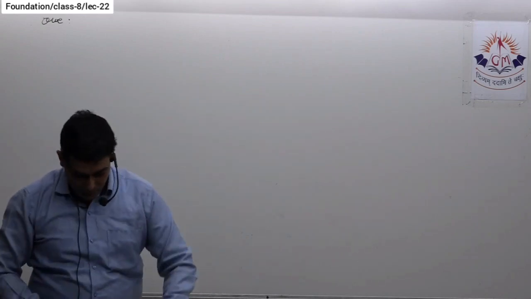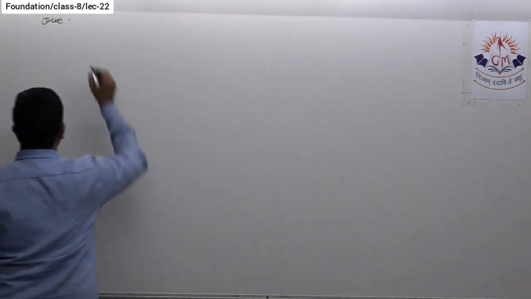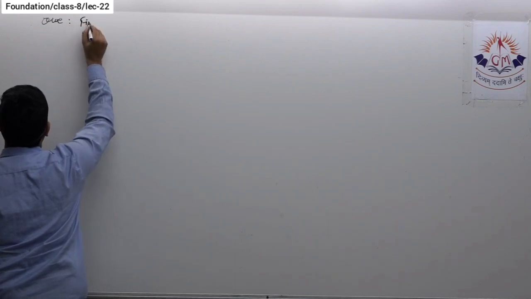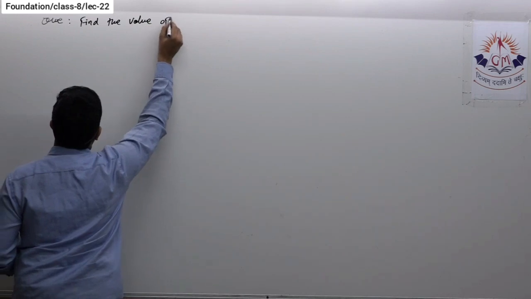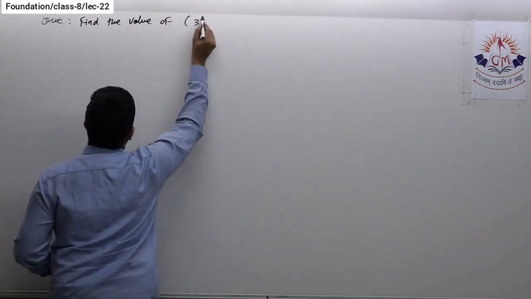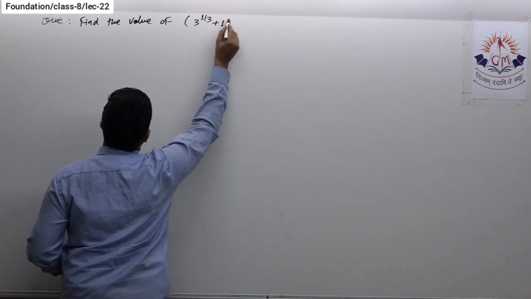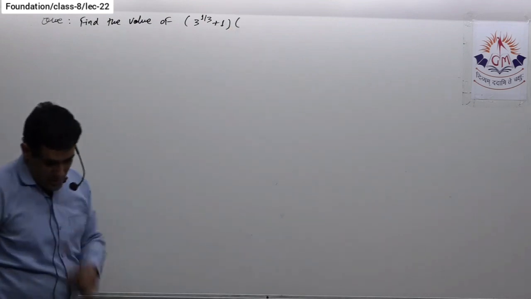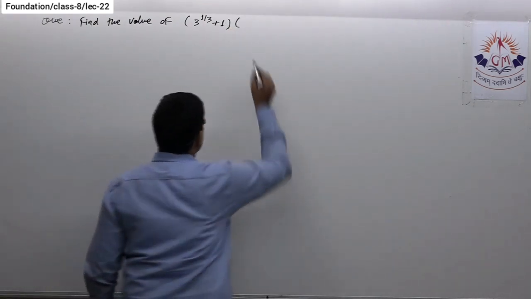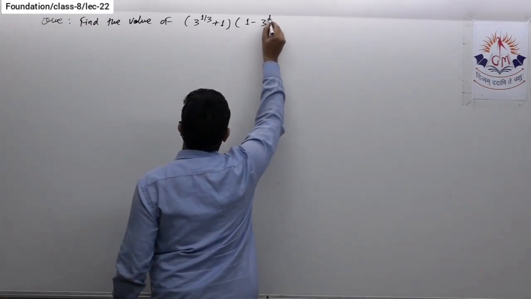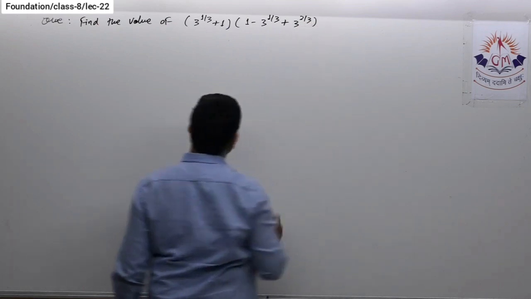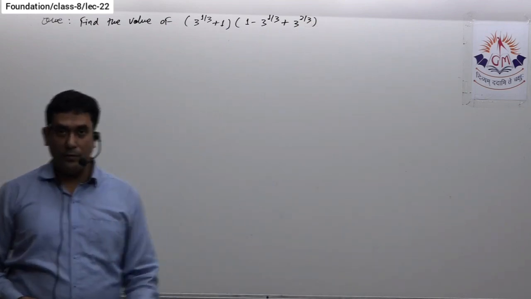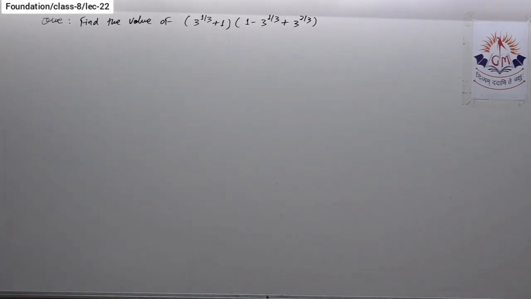Okay, next question is: find the value of 3 raised to 1 by 3 plus 1 minus 3 raised to 1 by 3 plus 3 raised to 2 by 3. So think for a while about how you will proceed to get the answer, and then I will give you its solution.